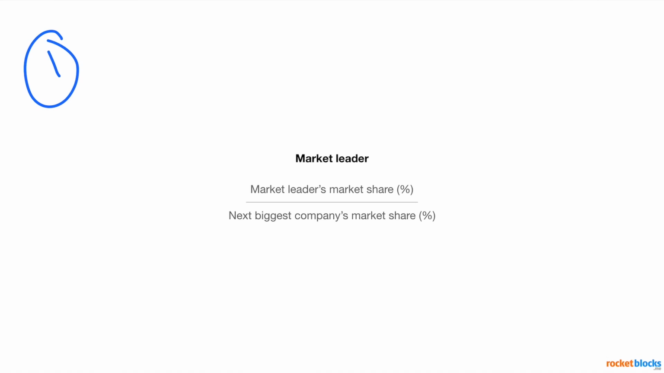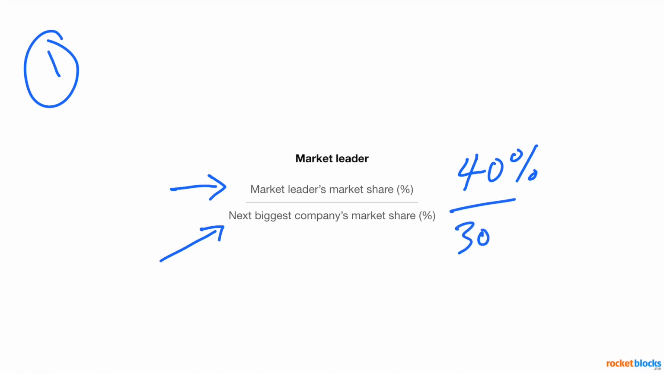The first equation is for calculating the market leader's RMS. And to do that, you need to know the market leader's own market share, and then you need to know the next biggest company's market share as well. So for example, if the market leader's market share was say 40% in a given market, and the next biggest competitor had a 30% market share, then the RMS for the market leader itself would be 1.33, which is just 40% divided by 30%. So that's how you calculate the market leader's RMS.